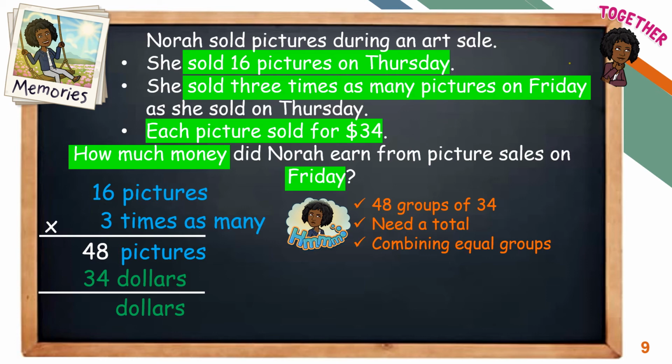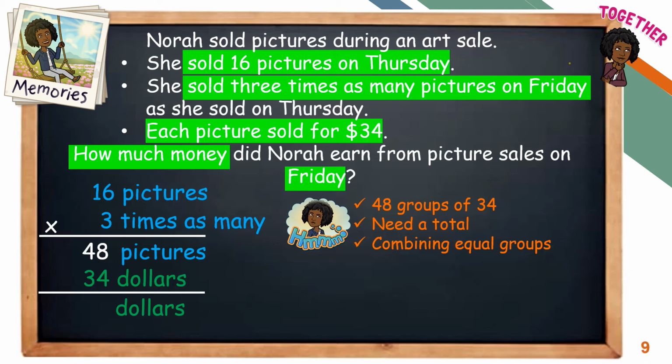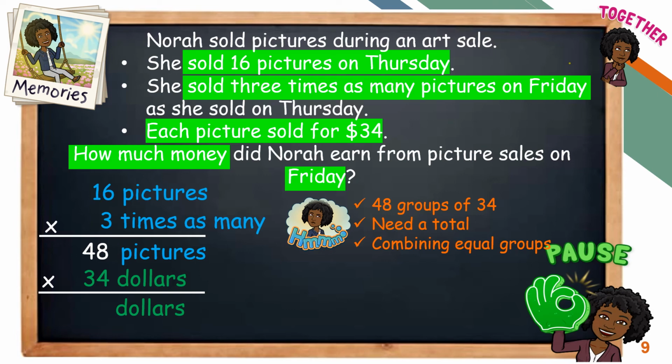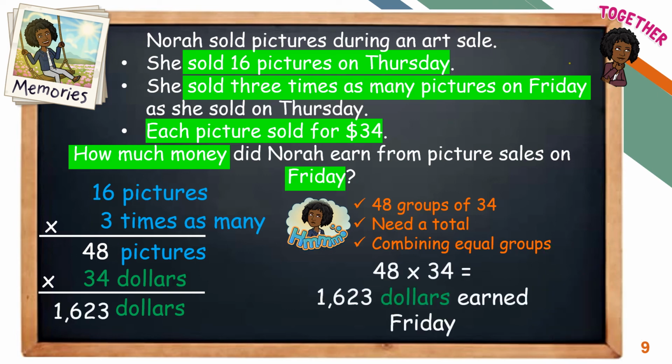What operation does our list show us that we need to do? If you said multiplication, you're right. Now take a few minutes to do the math. 48 times 34 equals 1,623. Nora sold $1,623 worth of pictures on Friday.